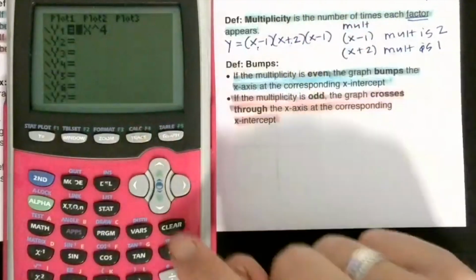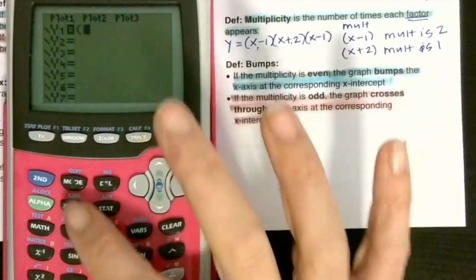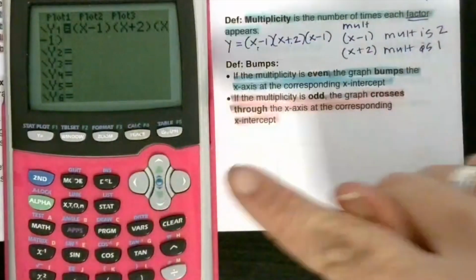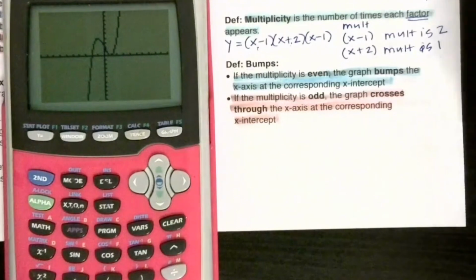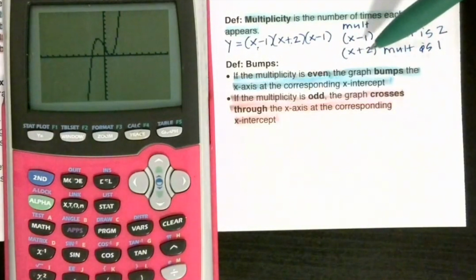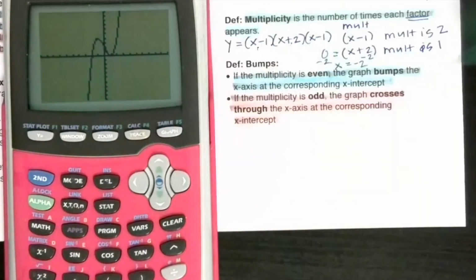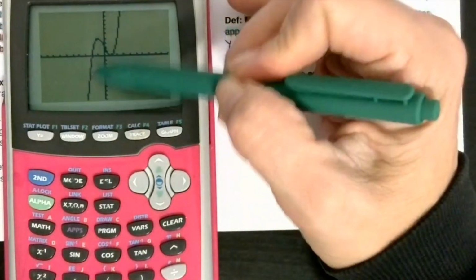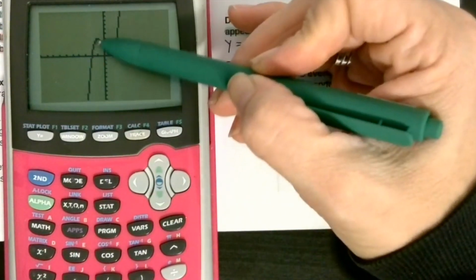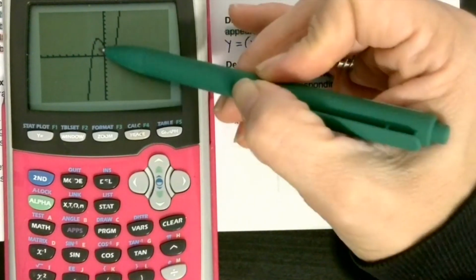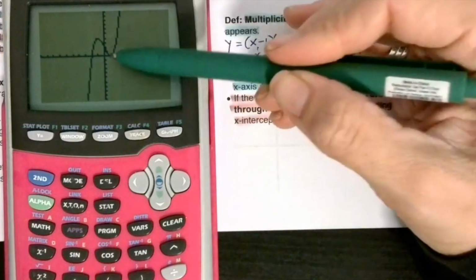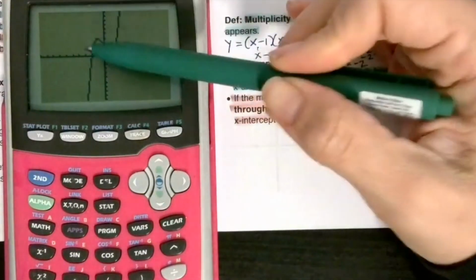So I'm going to type this in. x minus 1. You don't have to do this, just watch. Okay, so it's into the calculator and I hit graph. So if you look right here, this is -2, which corresponds to this intercept. So right there, that only showed up once. So do you see how it crosses right through? Versus x minus 1, which is that right there, and it comes down and it doesn't cross through, it turns around. That's called a bump. If the multiplicity is even, it's going to bump, and if it's odd, it's going to cross through.